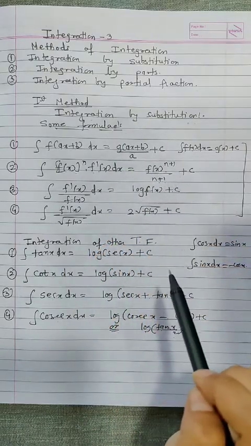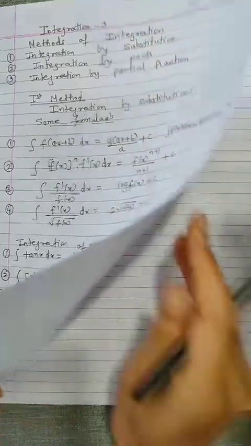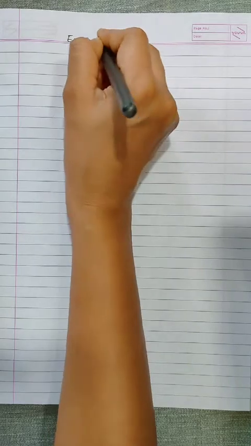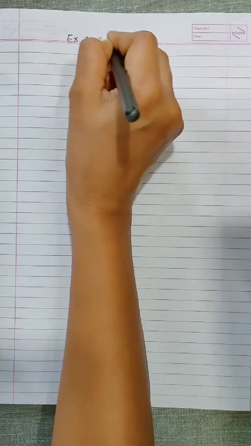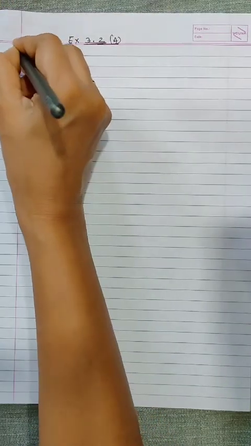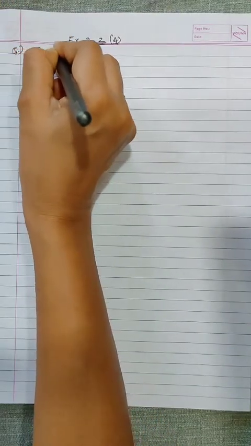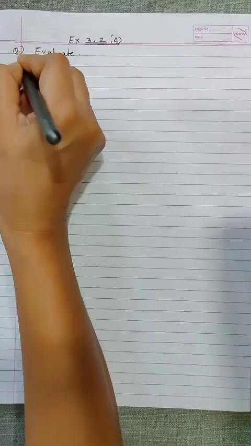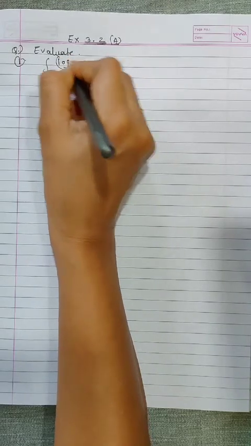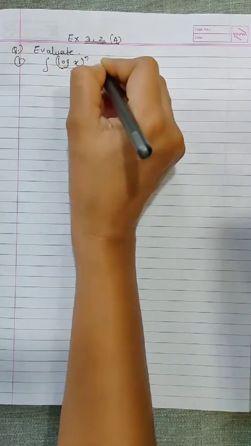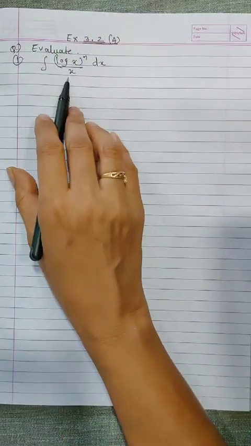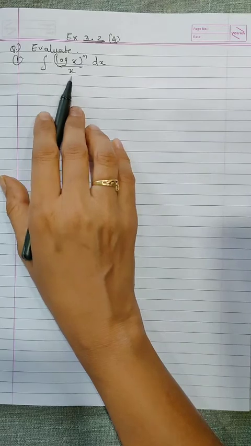Now we will start with our next exercise. Exercise 3.2a. Okay students, next exercise we start with 3.2a. Okay, now our question is same, evaluate the following integration. First example, so I take first example as integration of log x to the power n by x dx. Now see students, here power is n, we have x dx, so this is a substitution method.